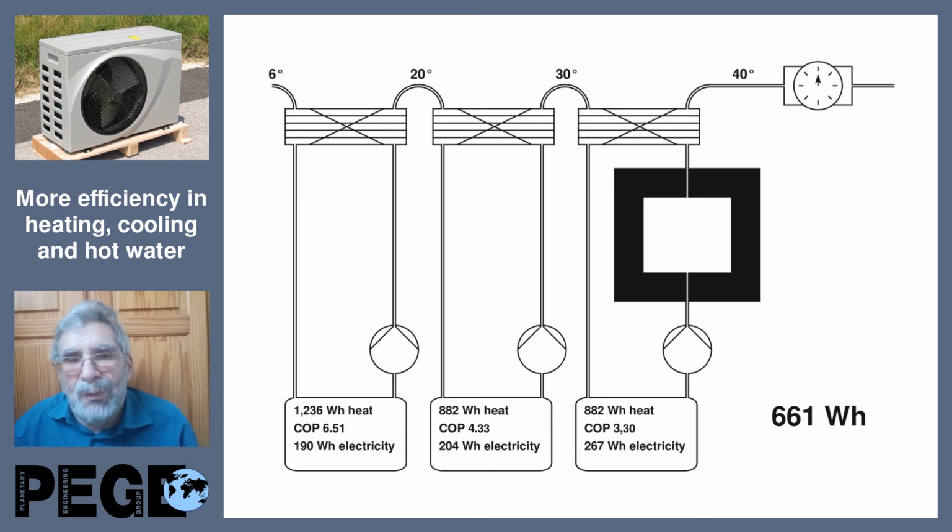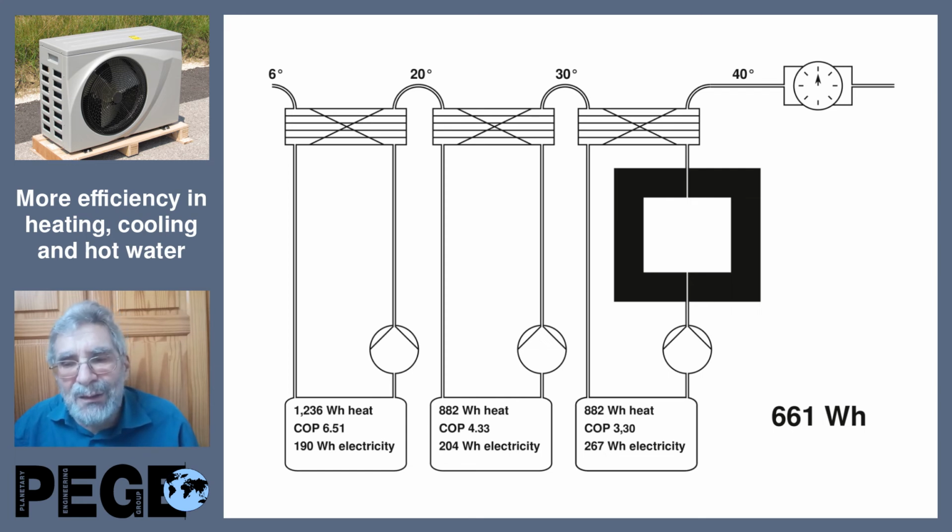What we do with all this, we heat the water in steps upwards. This means the water comes with 6 degrees Celsius out of the water pipe. 6 degrees I measured myself in February this year at home, and the first heat pump heats this up by the plate heat exchangers to 20 degrees Celsius. And because we have only to 20 degrees Celsius, we have a very high COP of 6.51.